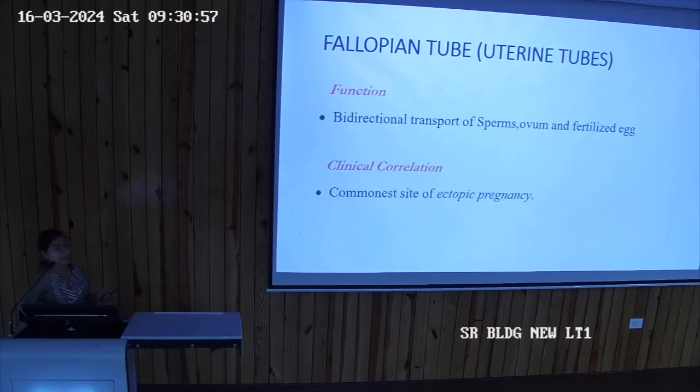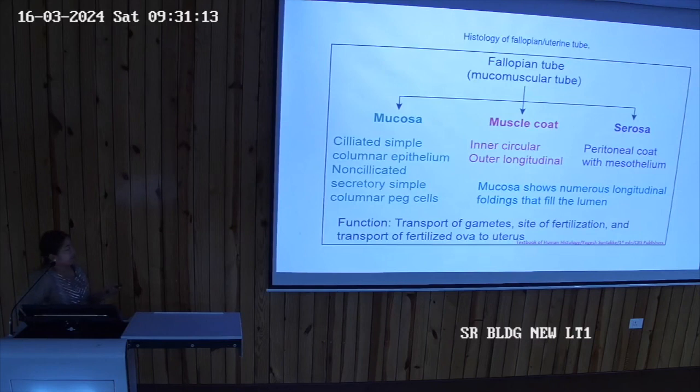Fallopian tube function is bidirectional transport of the sperm, ovum and the fertilized egg. The clinical correlation for this is that it is a very common site for ectopic pregnancy. So this is the summary of the fallopian tube. It is a mucomuscular tube covered with ciliated columnar epithelium and non-ciliated columnar epithelium. Muscle coat, inner circular, outer longitudinal. Then the serosal layer, it is covered with the peritoneum as it is a pelvic organ. So the peritoneum gives it the outermost covering of adventitia.